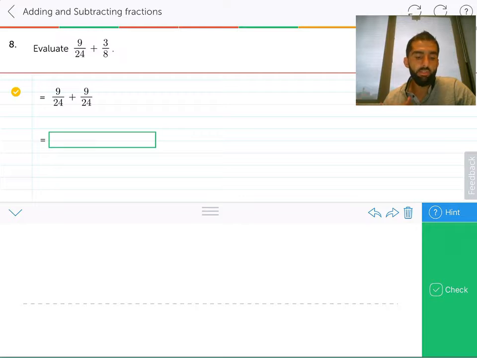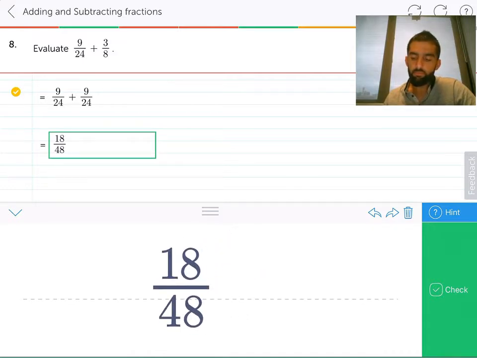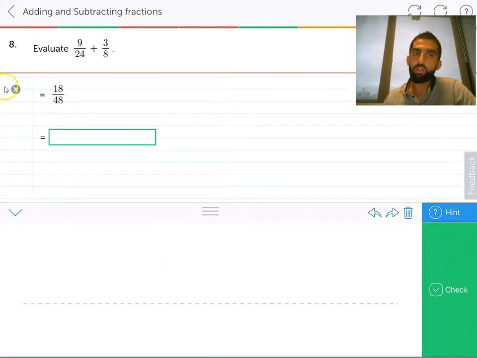And as I continue, let's say I was to make a mistake at this point, and I added the denominators as well, so 18 on 48. Then Mathspace will tell me, no, you're wrong, and I have a chance to try again. And this is the growth mindset we're trying to instill.